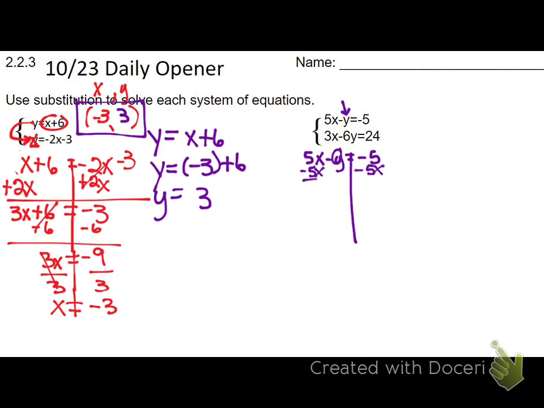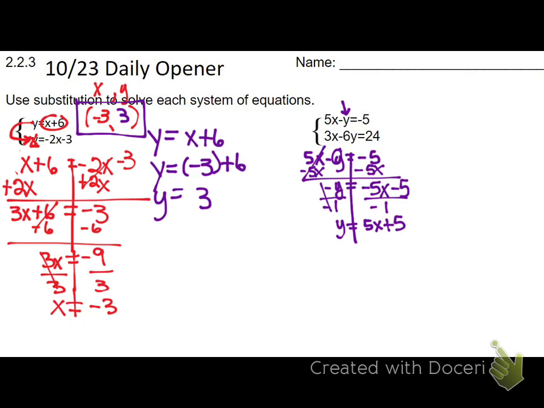Okay. So now I have negative y equals 5x minus 9. Is my variable by itself? No. How do I get it by itself? Not plus 1. Divide by negative 1. So then I'm going to have y equals 5x plus 5.